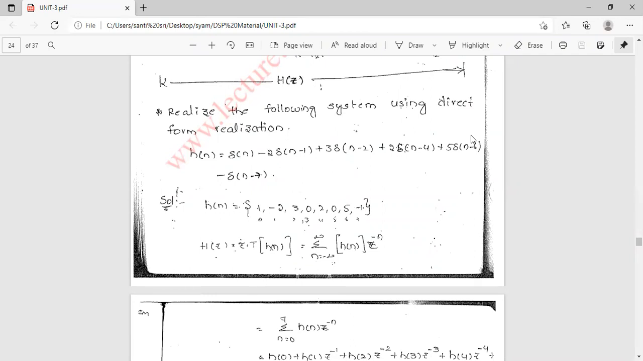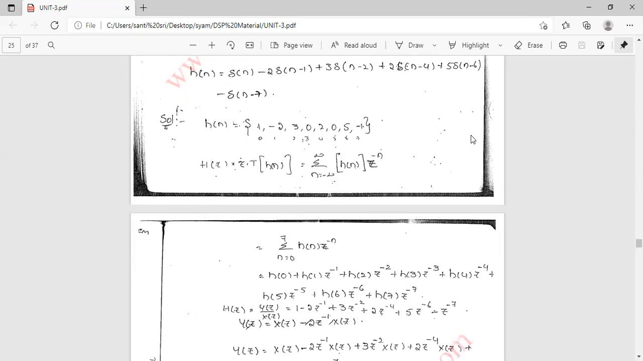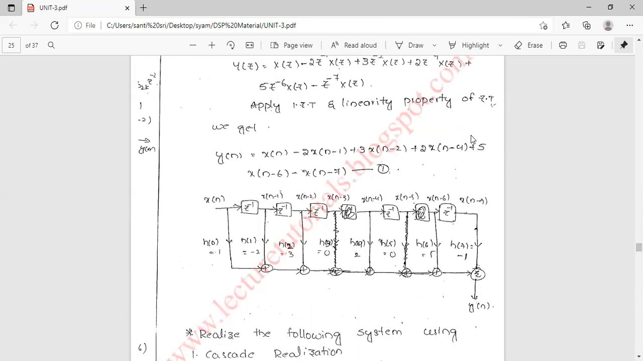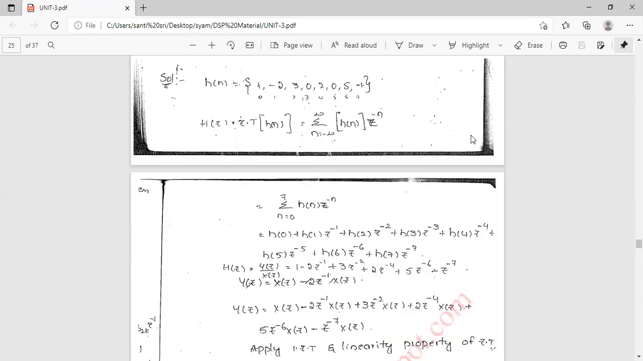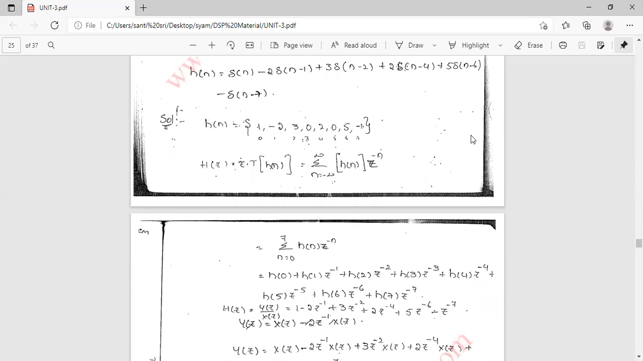Right? So h(n) is 1, minus 2, 3, 0, 2, 0, 0, 5 and minus 1. This is the solution. So we'll do this one. So H(z) is the z transform of h(n), that is sigma n equal minus infinity to infinity h(n) into z power minus n. It is varying from 0 to 7, so it is sigma n equal 0 to 7 h(n) into z power minus n.